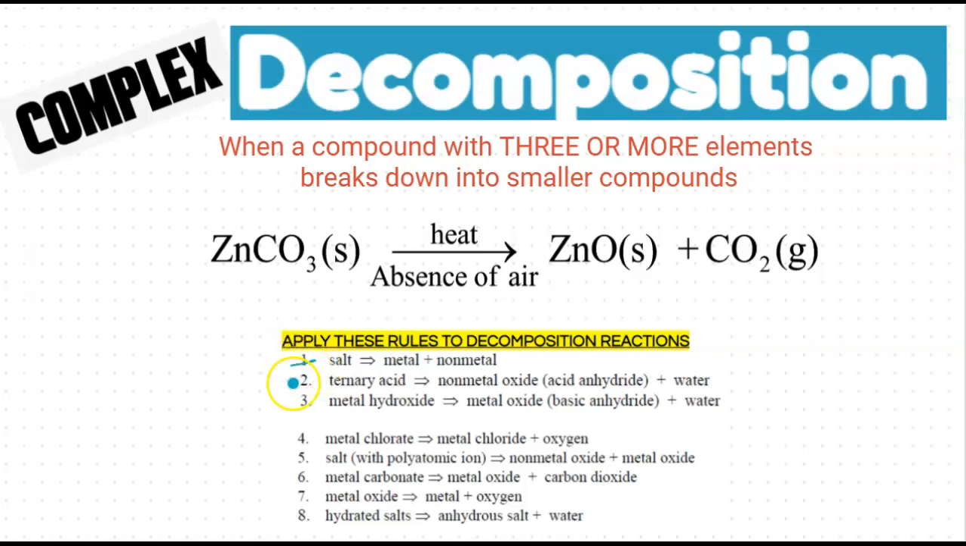It's not a salt. It's not an acid. It's not a hydroxide. It doesn't have any chlorine, so it's not a metal chlorate. I am looking at number 6, a metal carbonate breaking down. So this is my metal carbonate, and it's going to break down into a metal oxide, which is what we have here, and a molecule of carbon dioxide, which is what we have located here.